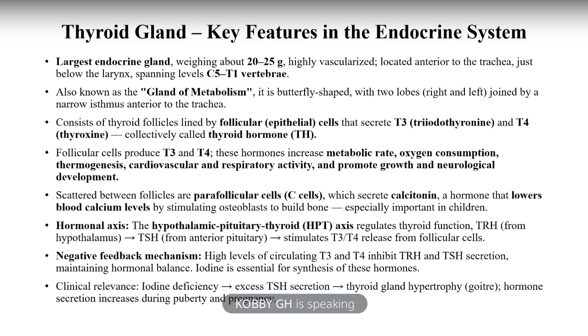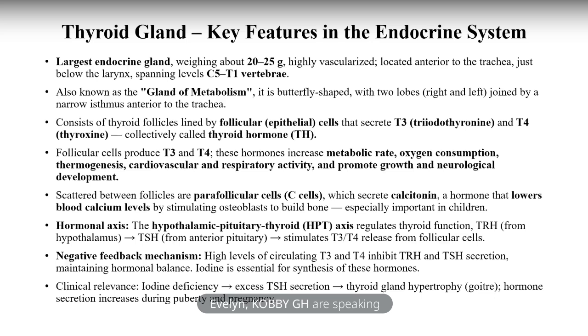Is that okay? So it weighs 20 to 25 grams and it's highly vascularized. What does that mean? It means we have a lot of blood vessels around the thyroid gland. Where is the thyroid gland located? It's located anterior to the trachea, just below the larynx, and it spans between the level of C5 and T1, meaning the fifth cervical vertebra and the first thoracic vertebra.